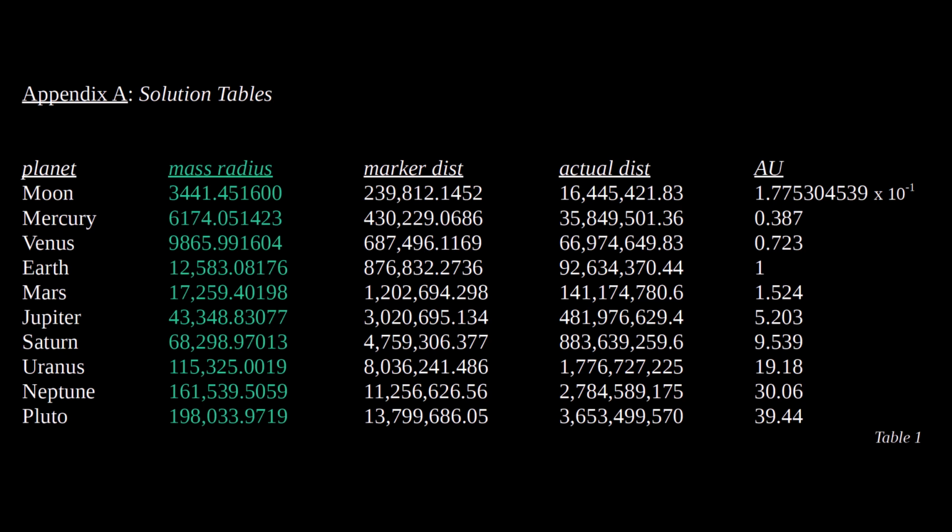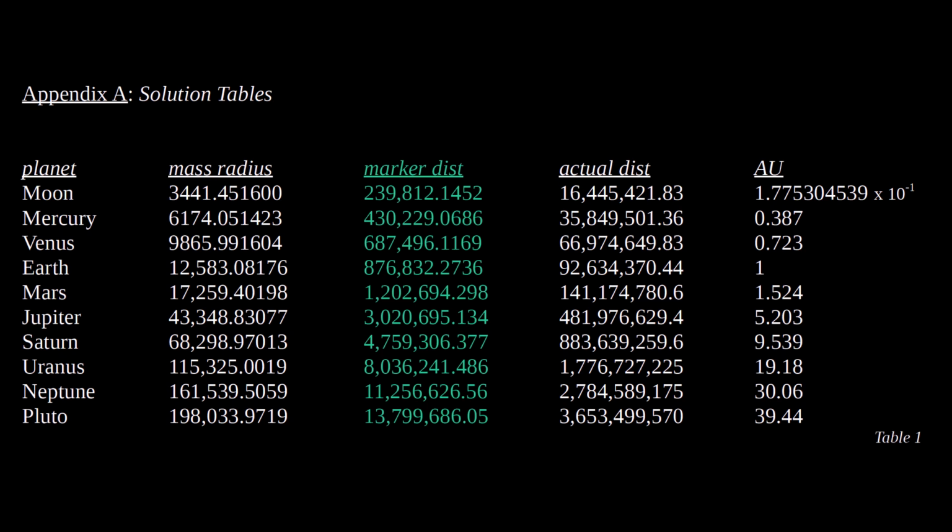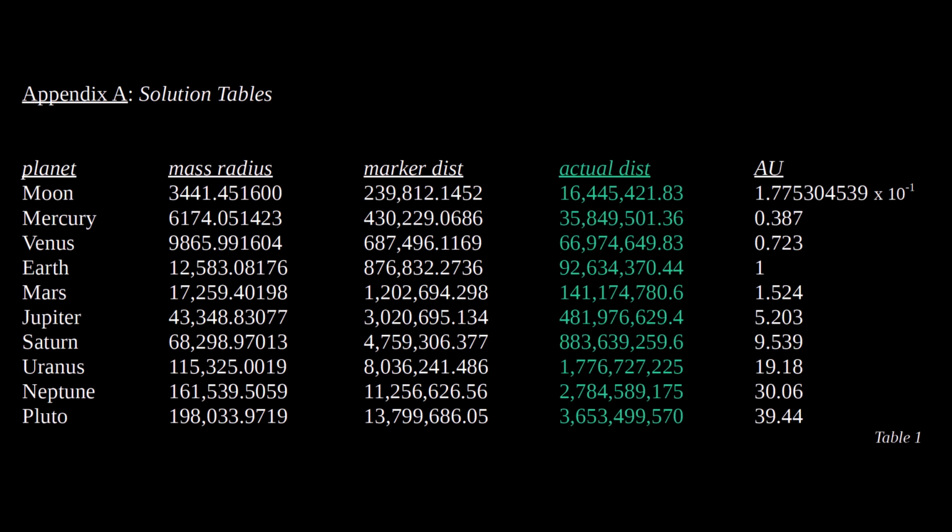Let me point out here that all these columns of numbers are contiguous in a way because mass radius extends from the Earth's surface to a distance of 198,000 miles. Marker distance goes from the moon distance, 239, out to 13.7 million miles. And then actual distance goes from 16 million for the moon, and we'll talk about that, to 3 billion miles for Pluto. What is this 16 million? So all that is a transformation of the moon's orbital period by the Earth's orbital period, given that the Earth has a distance of 92,634,370 miles. That gives you an implied distance of 16.4 million miles for the moon's orbit.